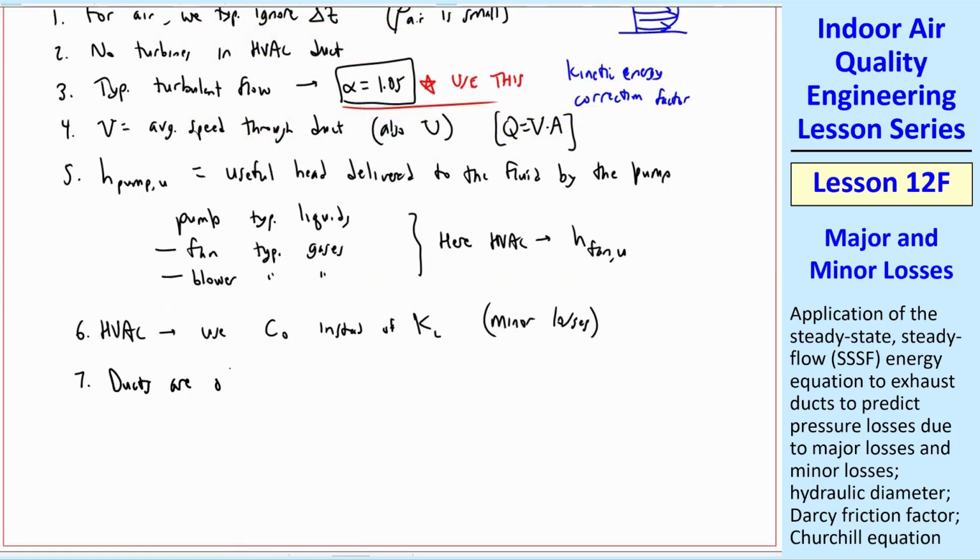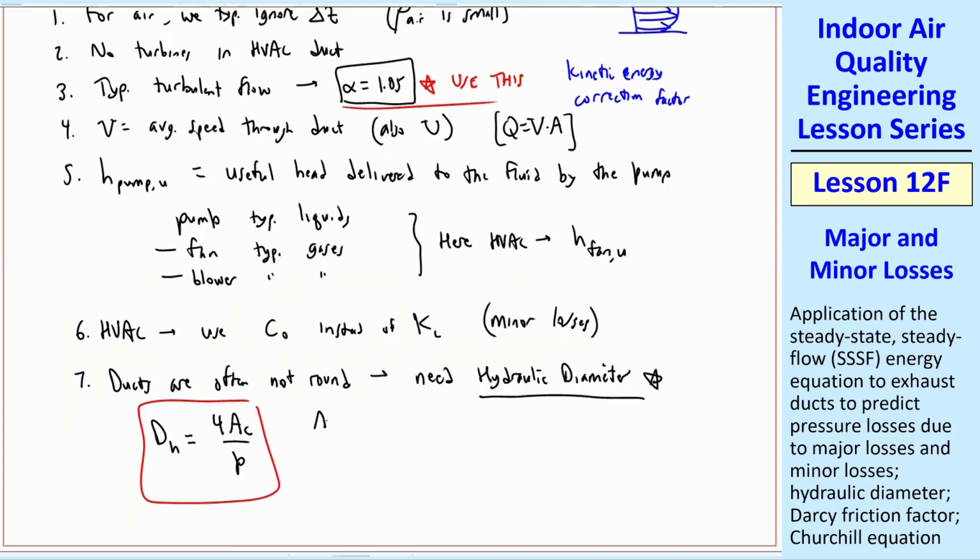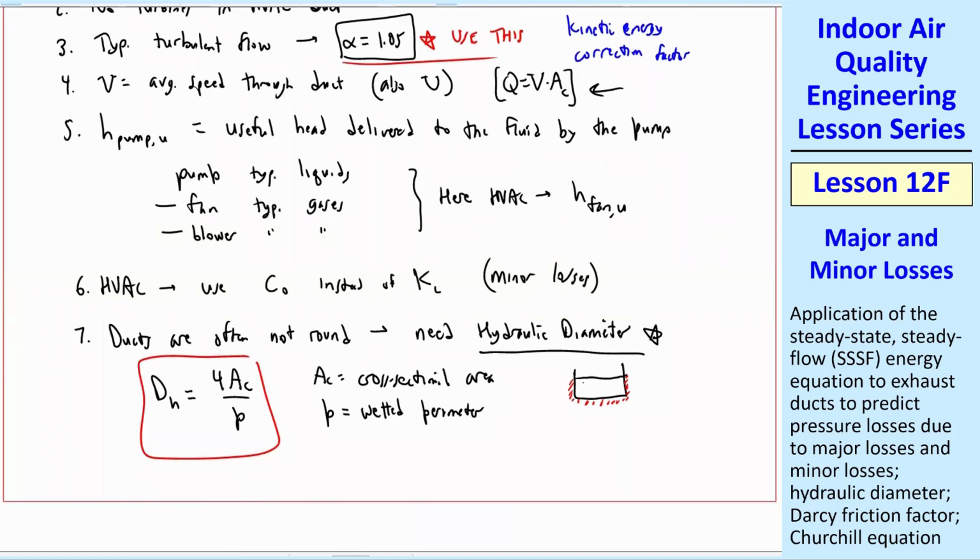Our ducts are often not round. In fluid mechanics, they're almost always round. Therefore, we need what we call the hydraulic diameter. We define D_H, hydraulic diameter, as 4 times A_c over P. A_c is the cross-sectional area, up here Q is V times A_c, and P is the wetted perimeter. Now in pipe flows and water, you could have channels where maybe only certain parts of the perimeter were wetted, in other words, in contact with the fluid. For air, everything is in contact with the air because it doesn't have a free surface like water does. So the wetted perimeter in our case is always the total perimeter.